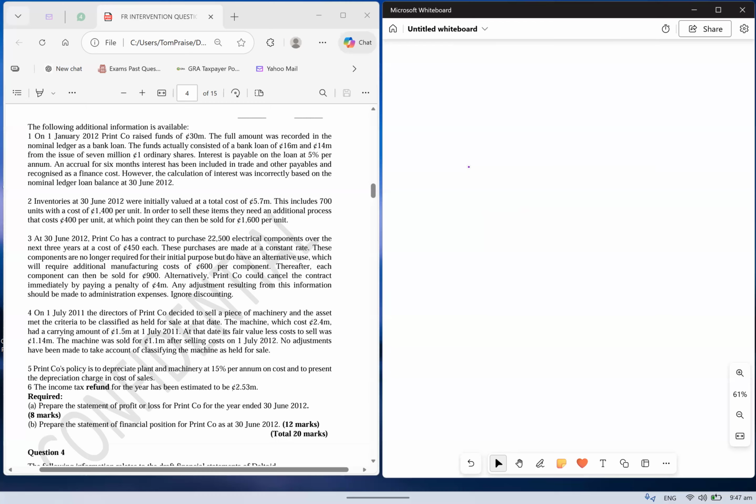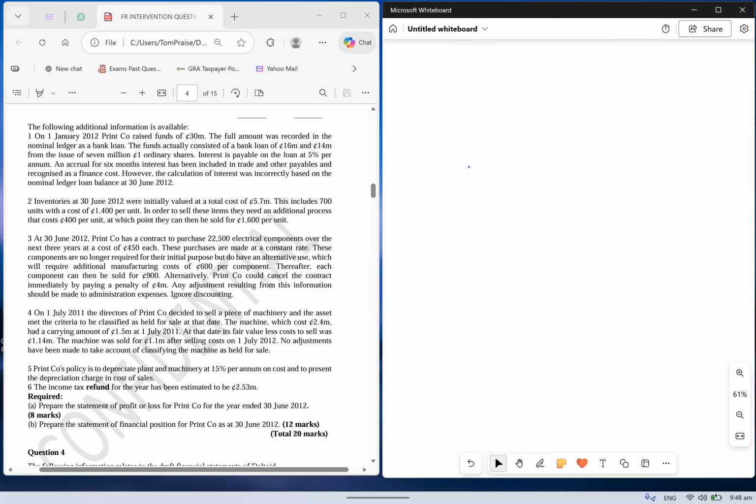Inventory at 30 June 2012, the end of the year, was initially valued at total cost of 7 million. This includes 700 units at a cost of 1,004 per unit. In order to sell this item, they need an additional process that costs 400, at which point they can sell at 1,600. So if you know your IAS 2, what is the principle? Lower of what? Cost and net realizable value. All right, so we will apply that one there.